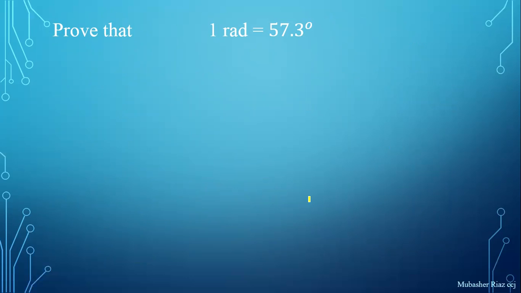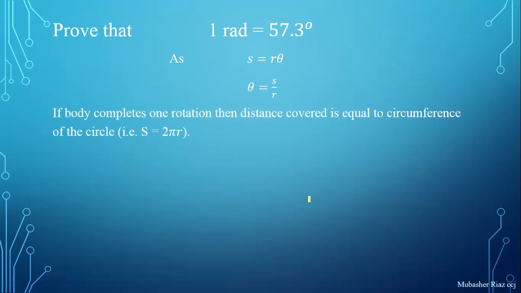1 radian is equal to 57.3 degree, and we can prove this relation by using S is equal to r theta, where theta is equal to S over r, and if the object completes one rotation, then the distance covered by the body is equal to the circumference of the circle.